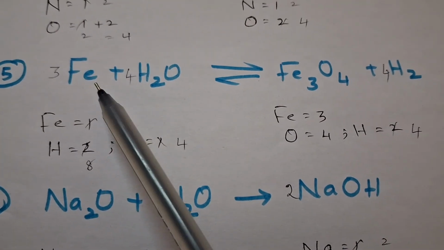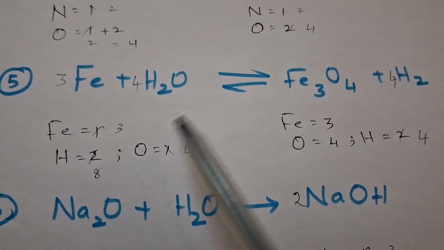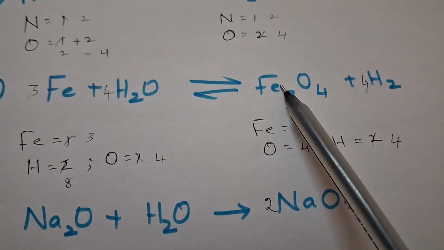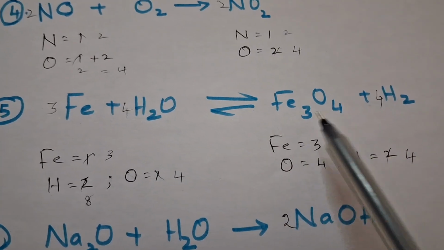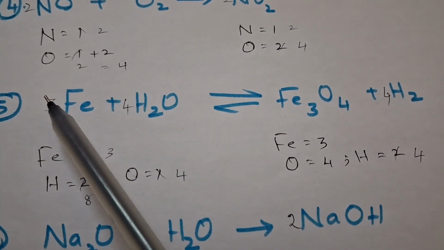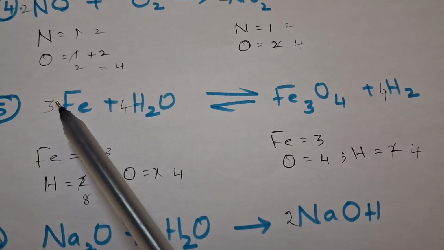The next equation, iron plus oxygen gives you iron oxide, plus hydrogen gas is given out. So here Fe is 1, hydrogen is 2, oxygen is 1. Here it is 3, it is 4, then hydrogen is 2. So simple, iron is 3. So here you have to put a 3 here. So iron is balanced now.